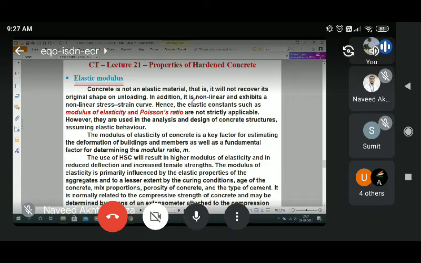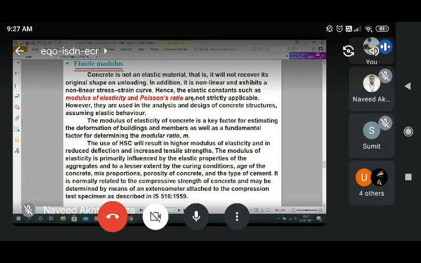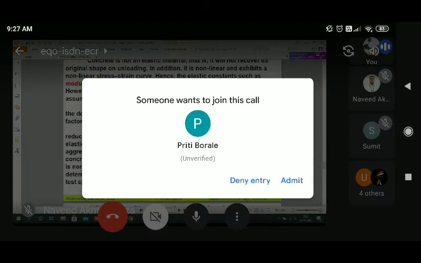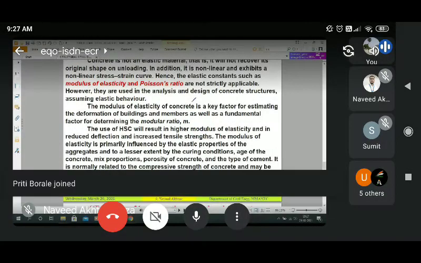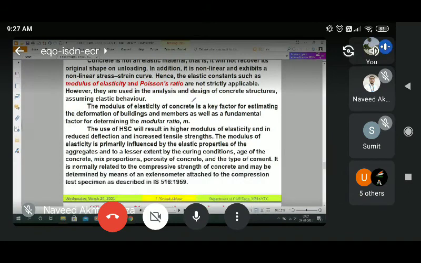The use of high strength concrete will result in a higher modulus of elasticity and in reduced deflection and increased tensile strength. The modulus of elasticity is primarily influenced by the elastic properties of the aggregate and to a lesser extent by curing conditions, mix proportioning, porosity of concrete, and type of cement.